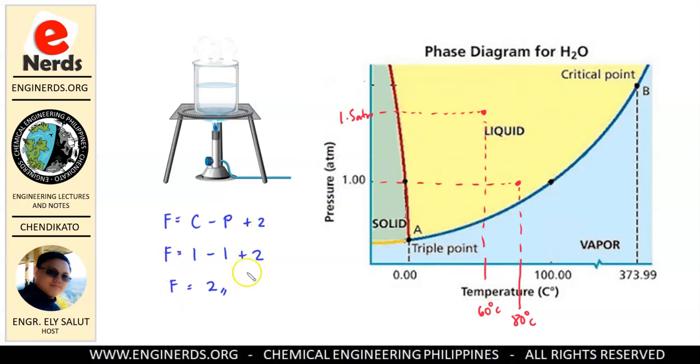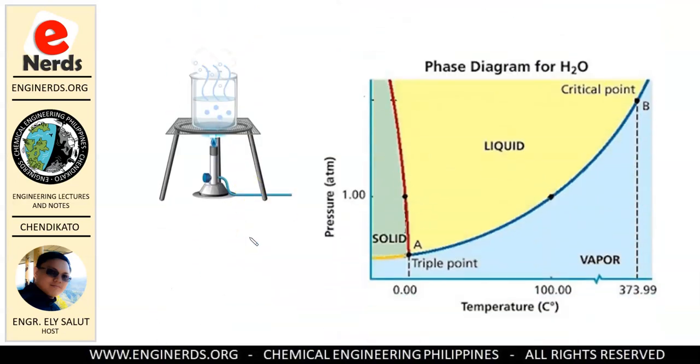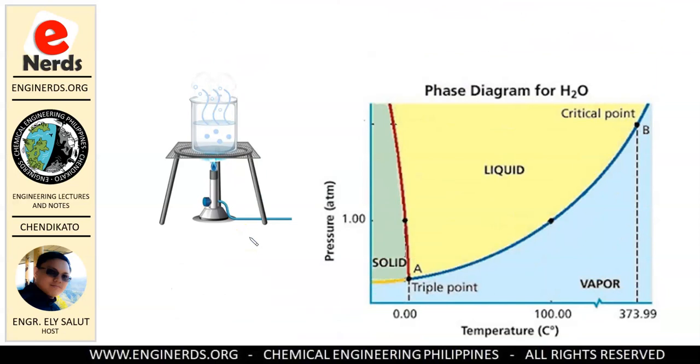And that's what it means here. We have 2 degrees of freedom. Okay, so tinuloy natin yung pag-iinit. Now it starts to evaporate, no? Nagbo-boil na yung ating water, so nagkaroon na tayo dito ng presence ng liquid and vapor.